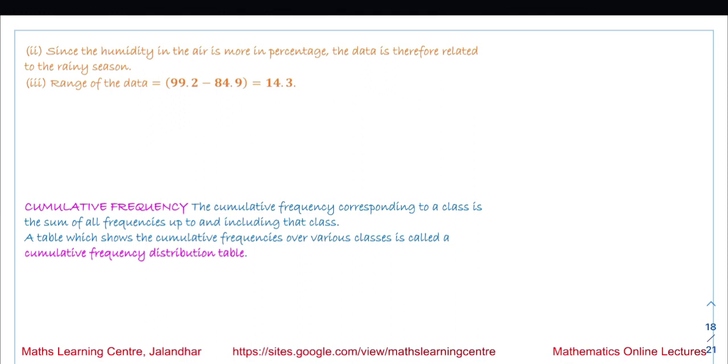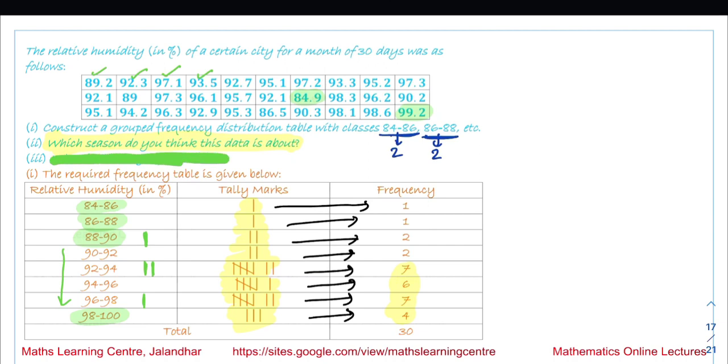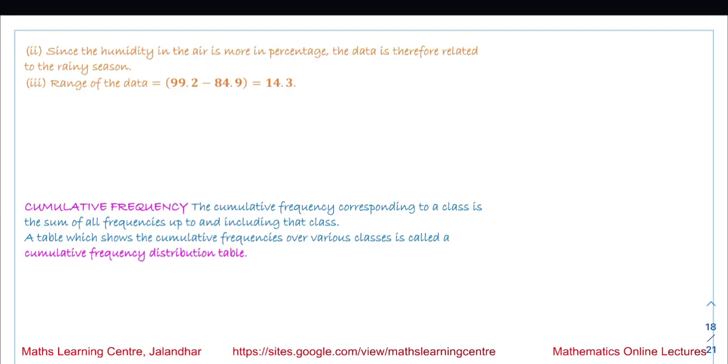The third thing that we have to calculate is the range of this data. The formula for range, we know, is the maximum value, that is 99.2, minus the minimum value, 84.9. The answer we will get is 14.3. So the range of this data is 14.3. Now next we have the definition of cumulative frequency. The cumulative frequency corresponding to a class is the sum of all frequencies up to and including that class.